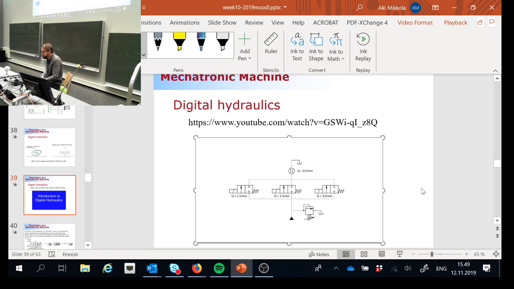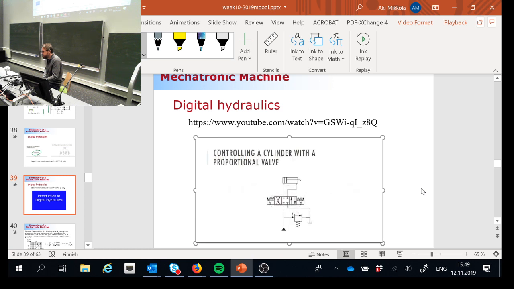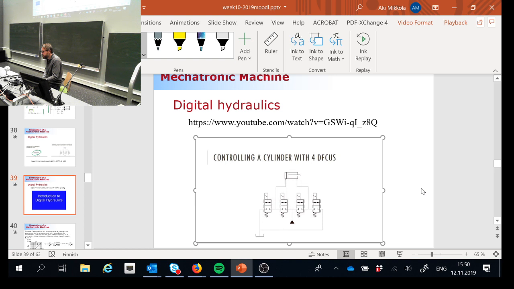By connecting in parallel 3 on-off valves of different sizes, such as 1, 2, and 4, 7 different flow quantities can be achieved. 5 on-off valves can achieve the control resolution of a traditional proportional valve. A group of on-off valves in parallel make up a digital flow control unit, called DFCU. At least 4 of these units are needed to substitute a proportional valve in a hydraulic circuit. Each DFCU is used to control one of the 4 control edges.